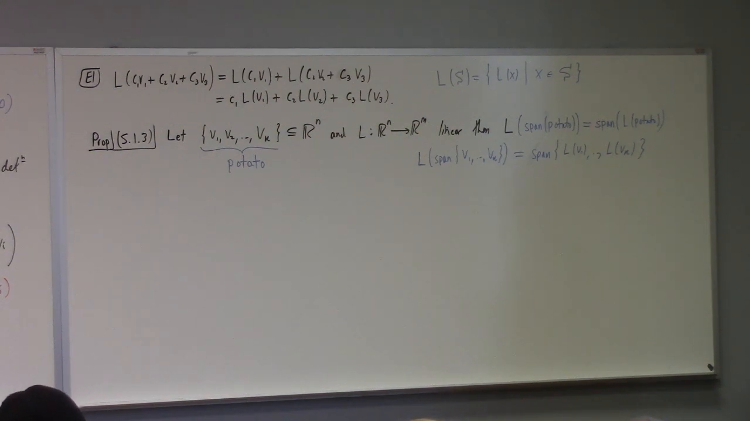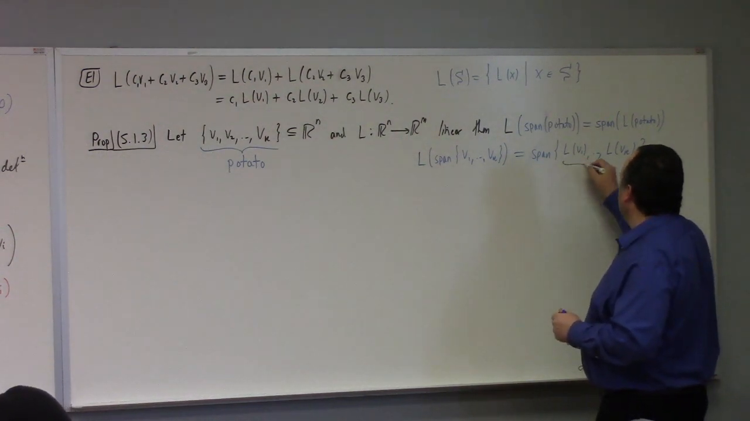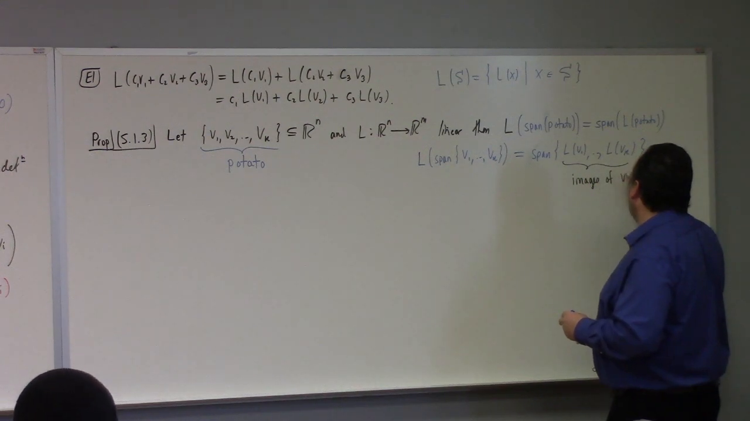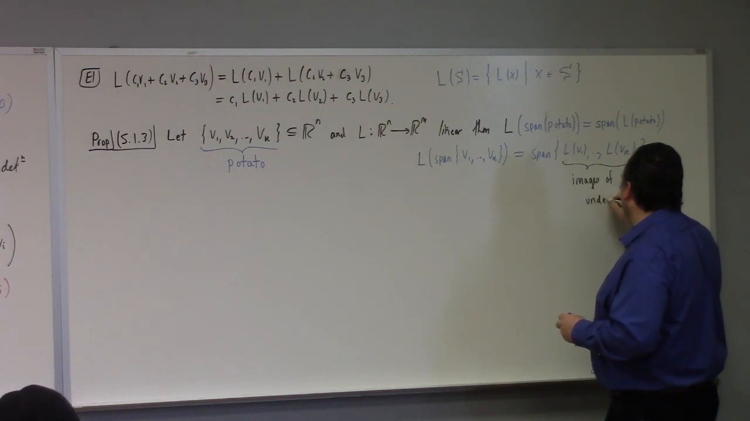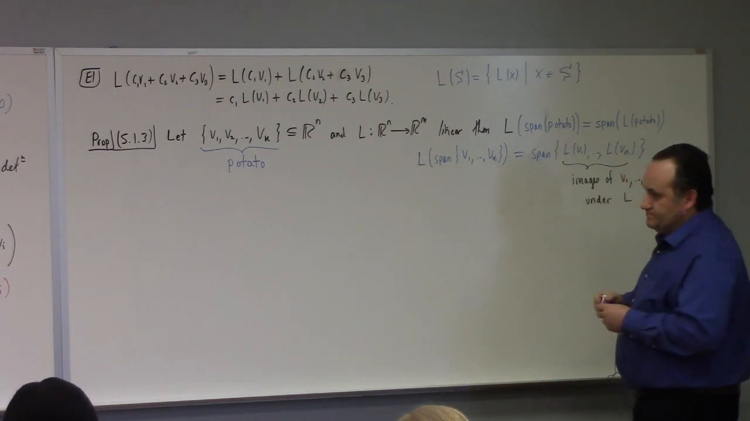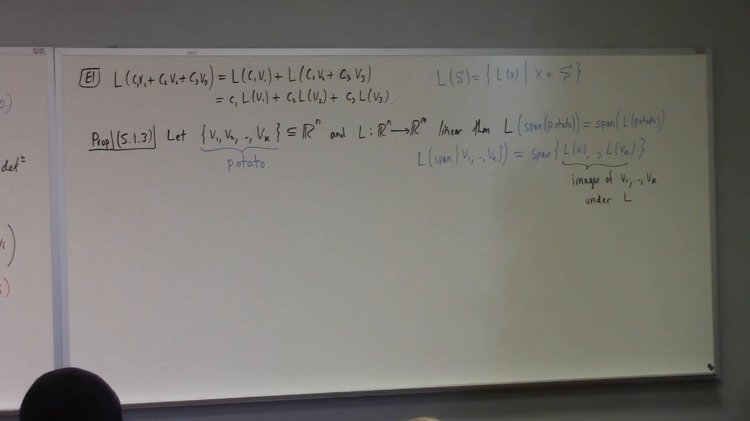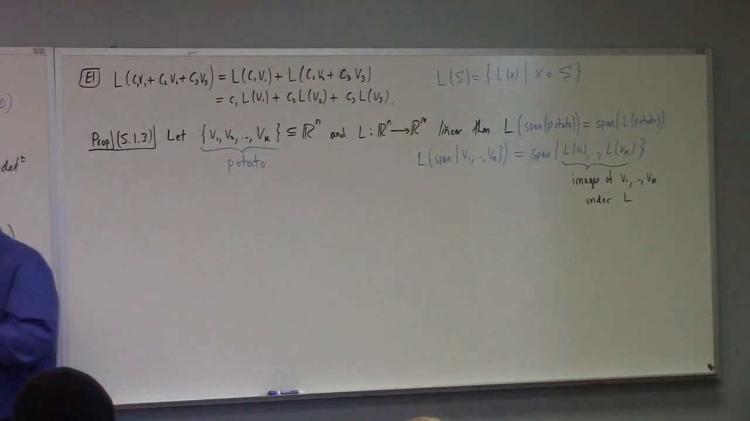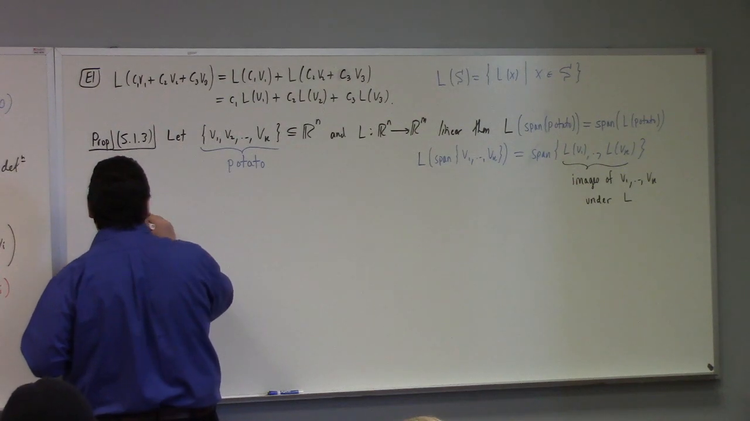I'll repeat. The image of a span is the span of the images. These are the images of V1 through Vk under L. That's what that language means. All right. Now the proof of this is pretty boring. Well, I don't know if it's boring, but it's easy. Proof goes like this.